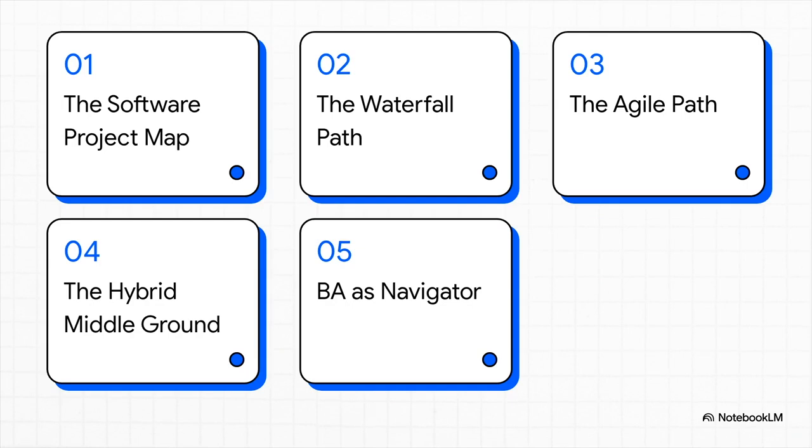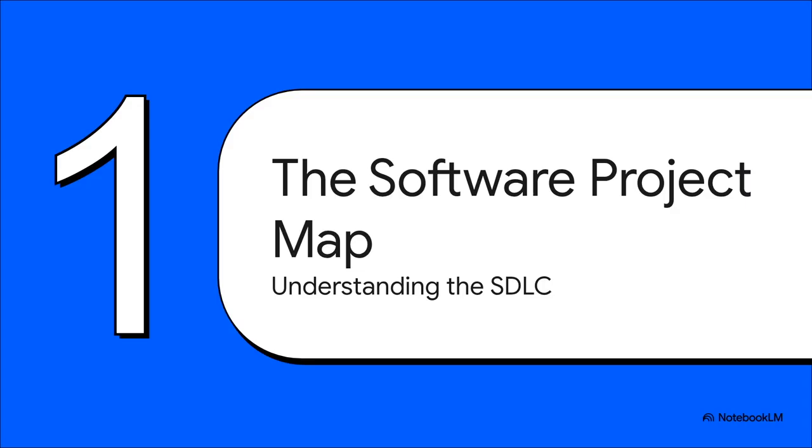Here's how we're going to tackle this. First, we'll look at the big picture map that pretty much every project uses. Then we'll check out two very different paths you can take on that map, the old school waterfall and the super adaptive agile. We'll also see how you can mix and match them. And then we'll wrap it all up by focusing on the BA's crucial role as the navigator for the whole trip.